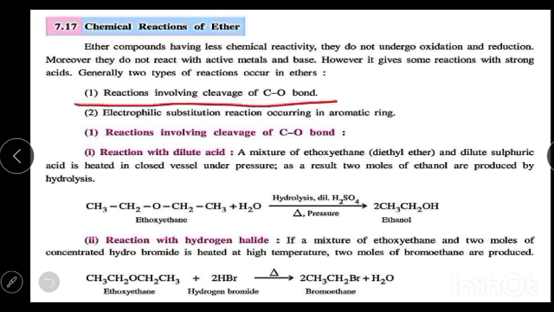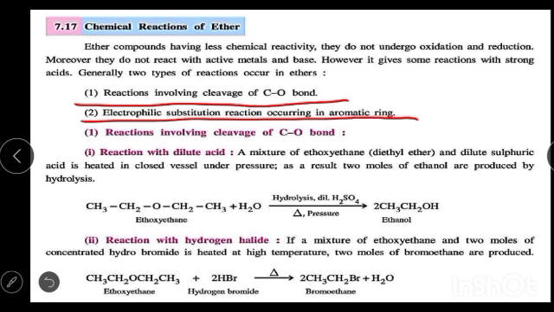Reactions involving cleavage of the C-O bond. We know in ethers there is a direct carbon-oxygen bond. And electrophilic substitution reaction occurring in the aromatic ring. So let's see the reactions involving cleavage of the C-O bond. We said in drastic conditions only these reactions will occur.